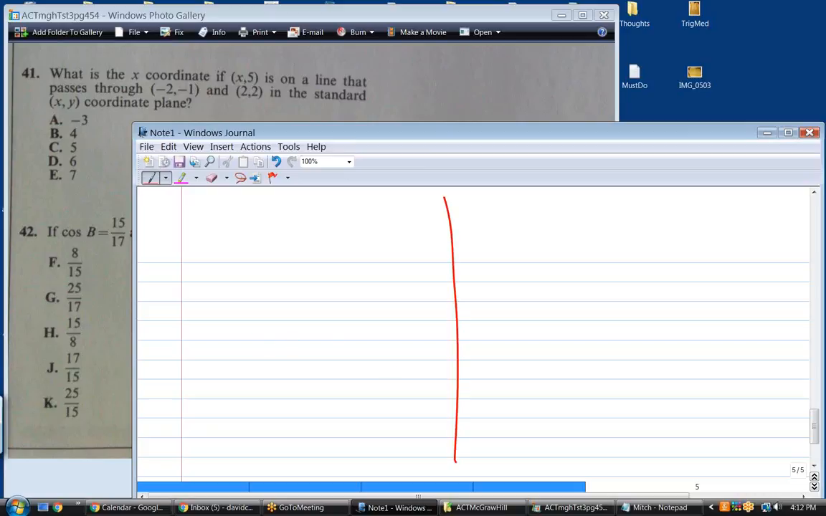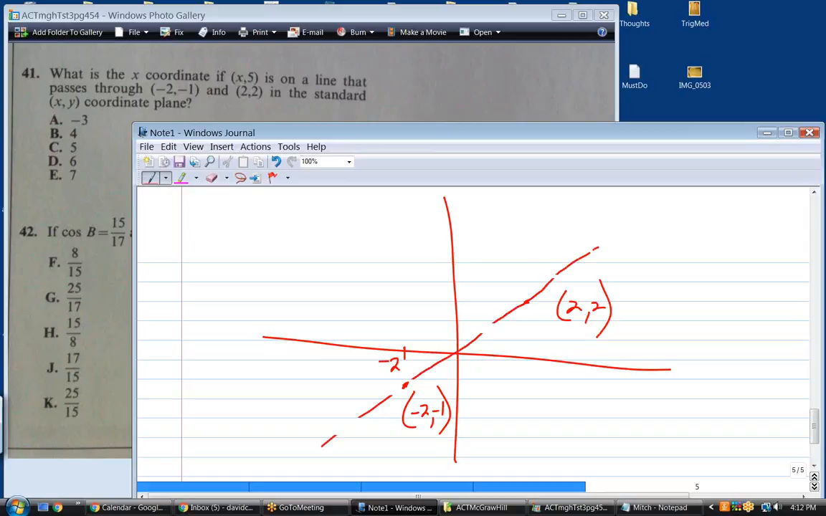I've always found the easiest way to do these, to wrap your mind around it, is to label the points. So there's a point, minus 2 comma minus 1. And there's a point, 2 comma 2. And they're saying that they are on a line and that x comma 5 is also on that line.